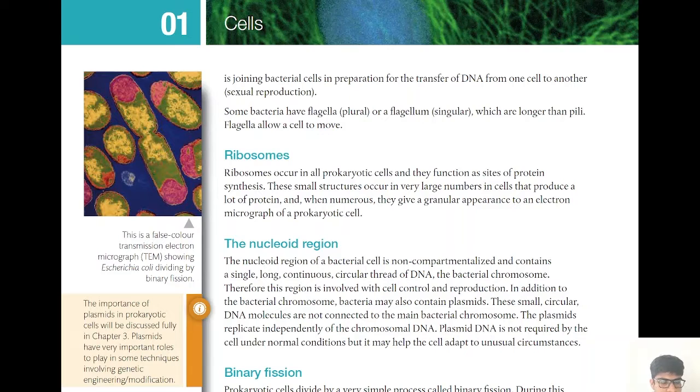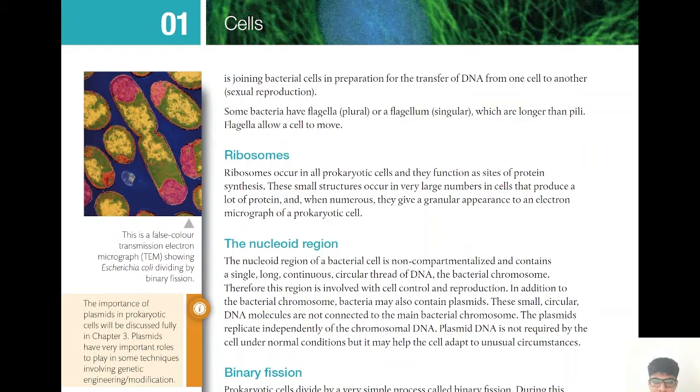This is a false-color transmission electron micrograph, TEM, showing E. coli dividing by binary fission. So this is how cells divide when seen under a microscope. Ribosomes occur in all prokaryotic cells and they function as the site of protein synthesis. They make up proteins there.